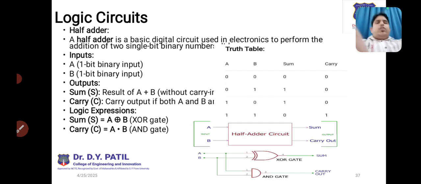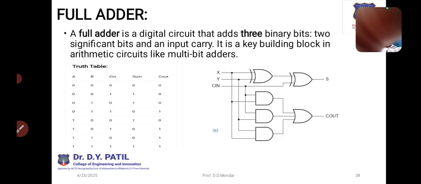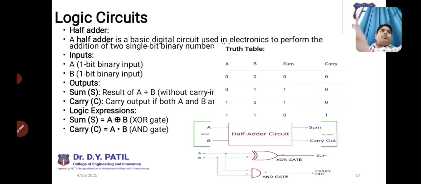Second is the logic circuits, half adder and full adder. Basically a half adder is used to logically add two inputs. It has two inputs and two outputs. The outputs are one sum and one carry. For inputs 00, 01, 10, 11, the addition of 0 and 0 gives 0, 0 and 1 gives 1, 1 and 0 gives 1, and at the end we get the carry 1.